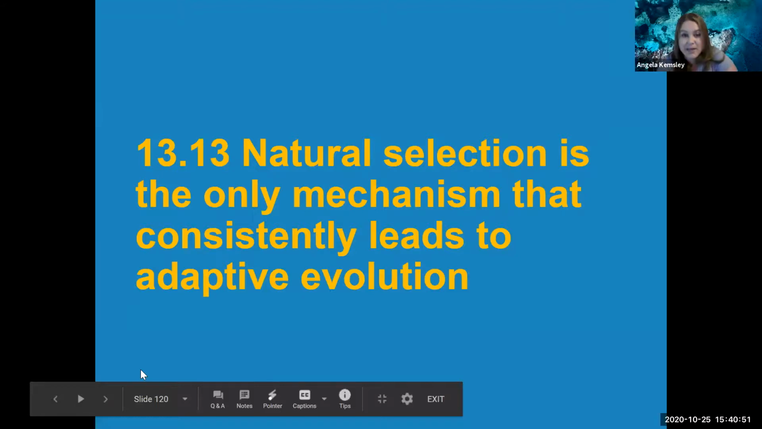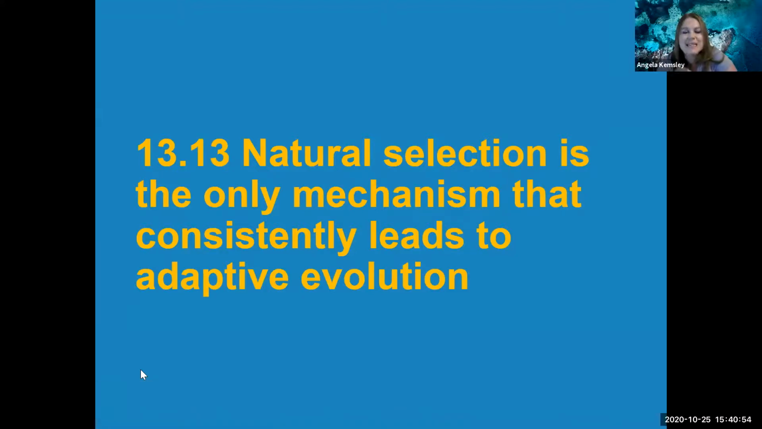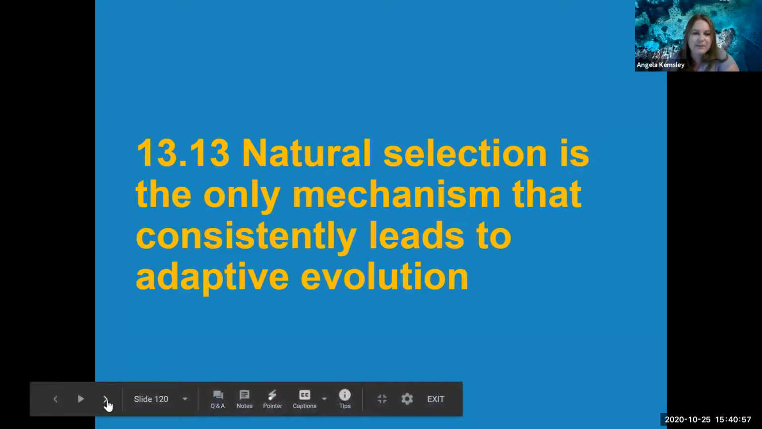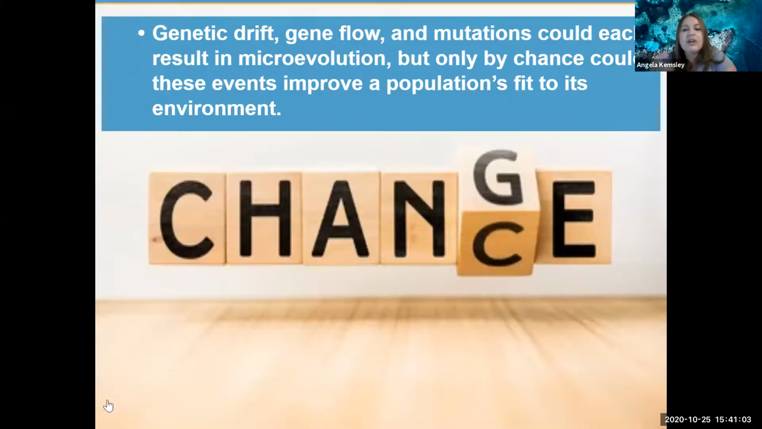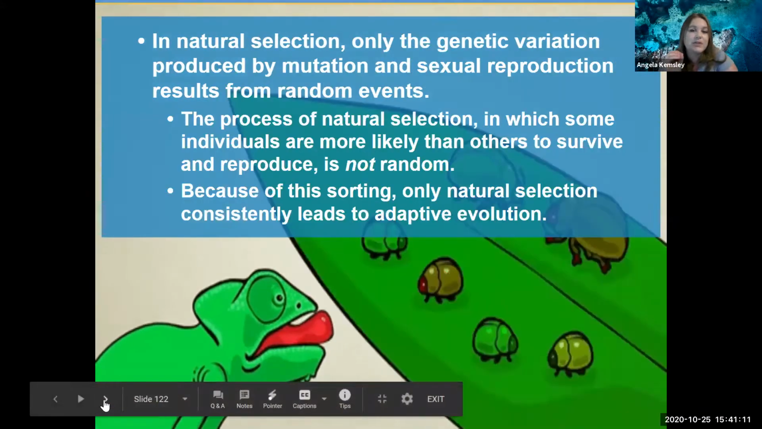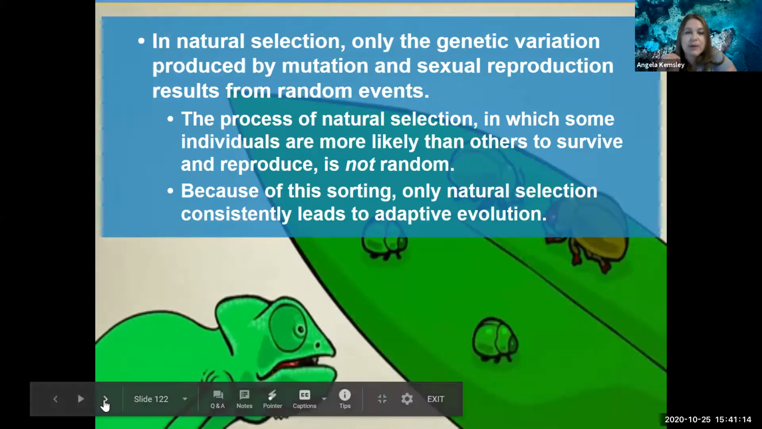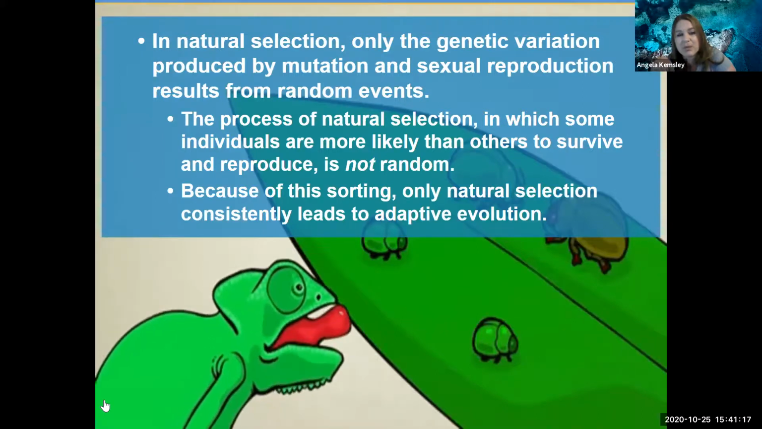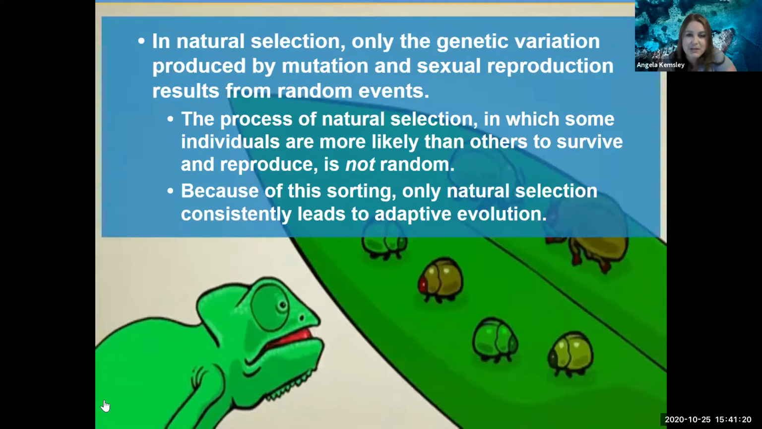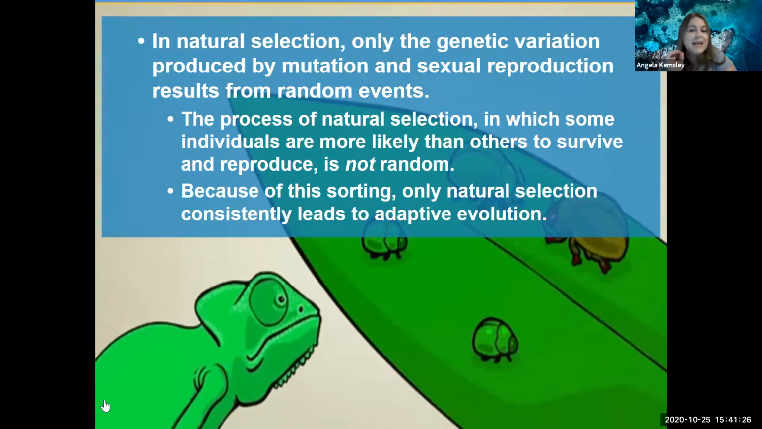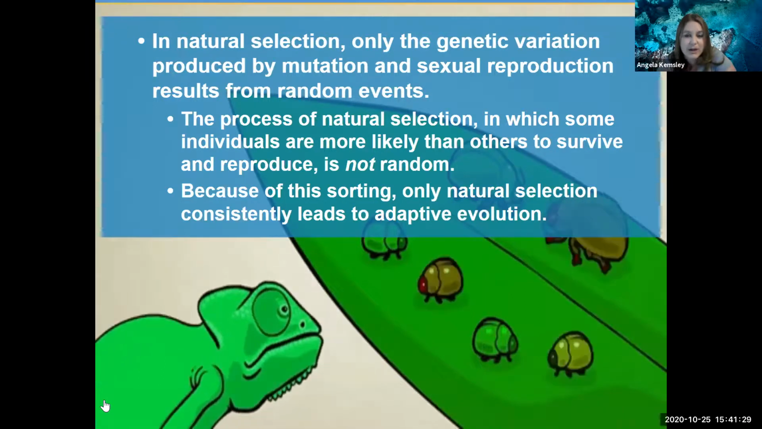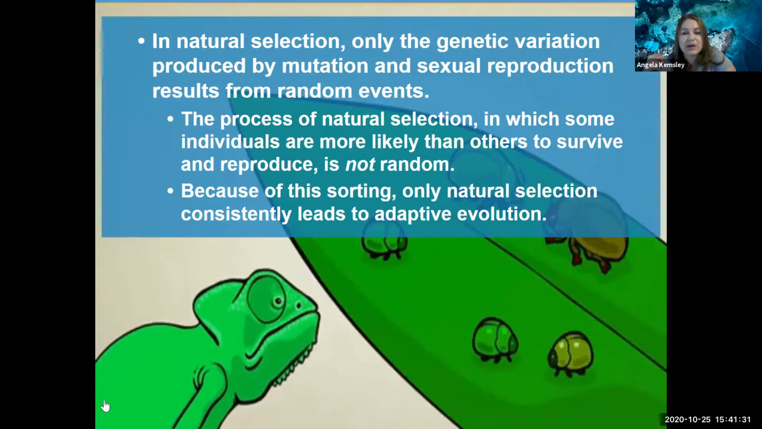So natural selection, though, is the only mechanism that consistently leads to what we call adaptive evolution. So genetic drift, gene flow, even mutations could each result in microevolution, but only by chance could these events improve a population's fit to its environment. In natural selection, though, only the genetic variation produced by mutation and sexual reproduction results from random events. So the process of natural selection, in which some individuals are more likely than others to survive and reproduce, is not random. Because of this sorting, only natural selection consistently leads to adaptive evolution.